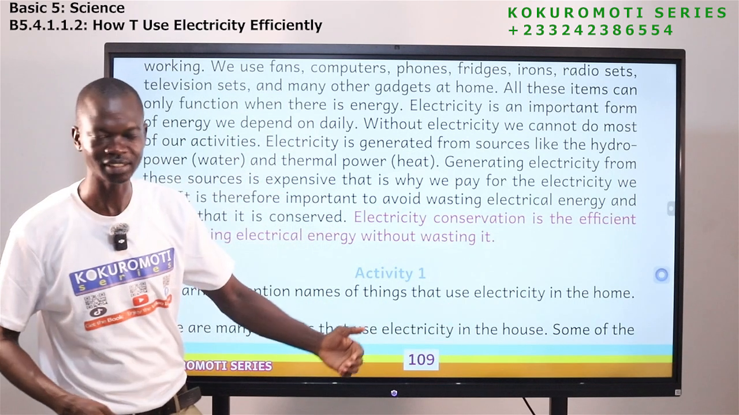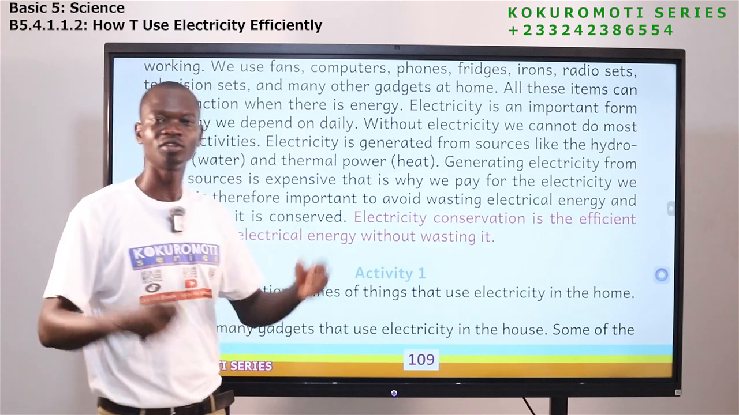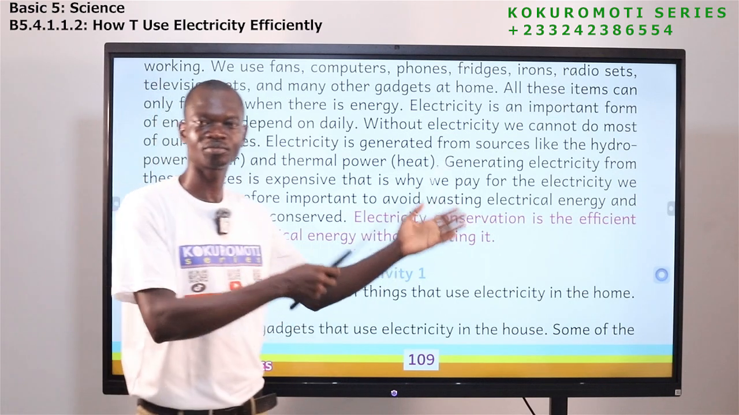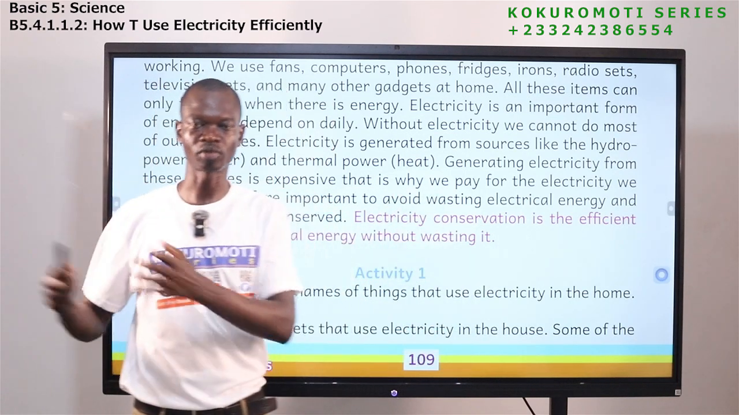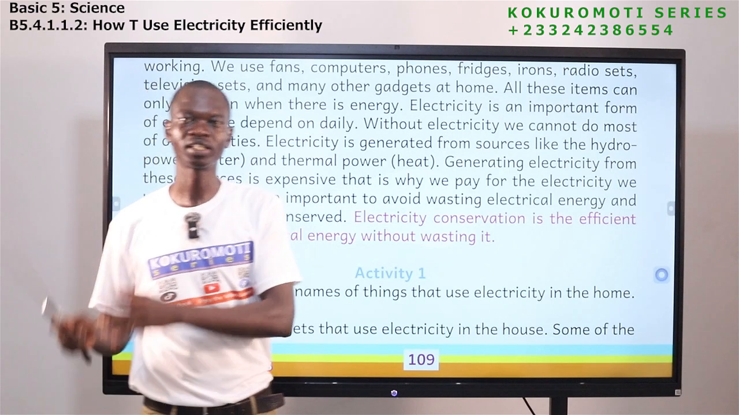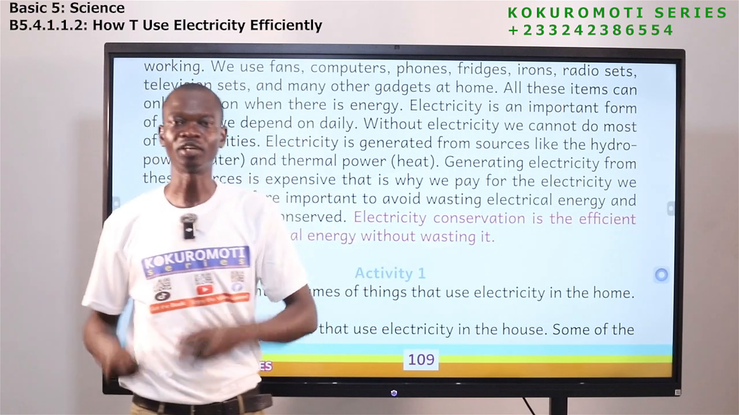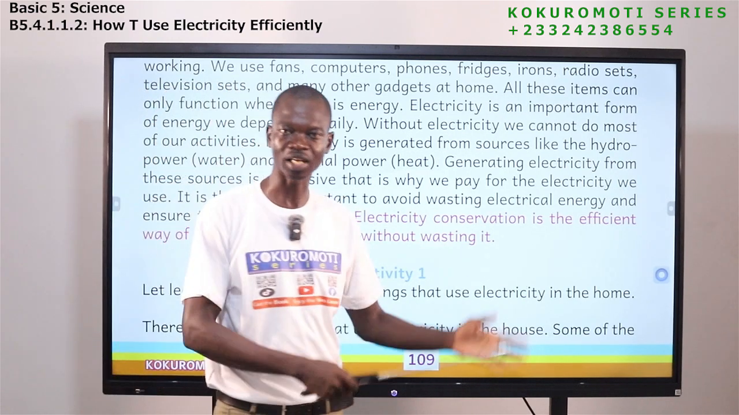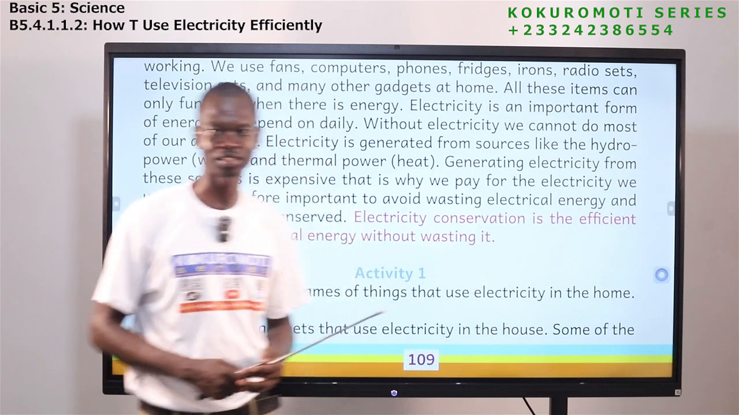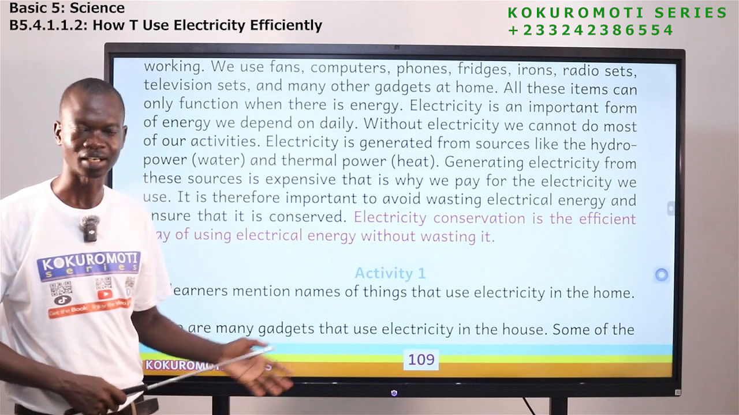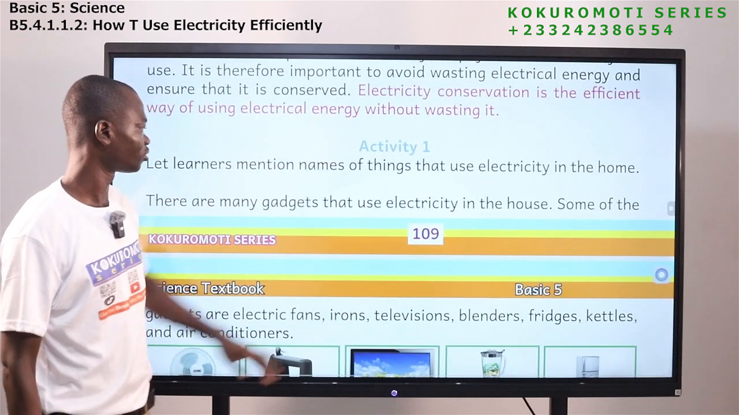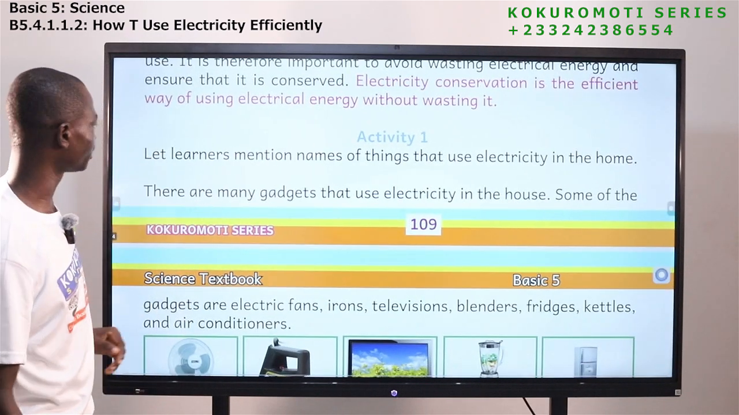Thermal means heat. So in Ghana here, we get electricity from water. That is hydro. We get electricity from heat. That is thermal. And we even use the sun, which is solar, to generate electricity. So these are sources that we get electricity from in Ghana. Okay. Now, the question or an activity is here.